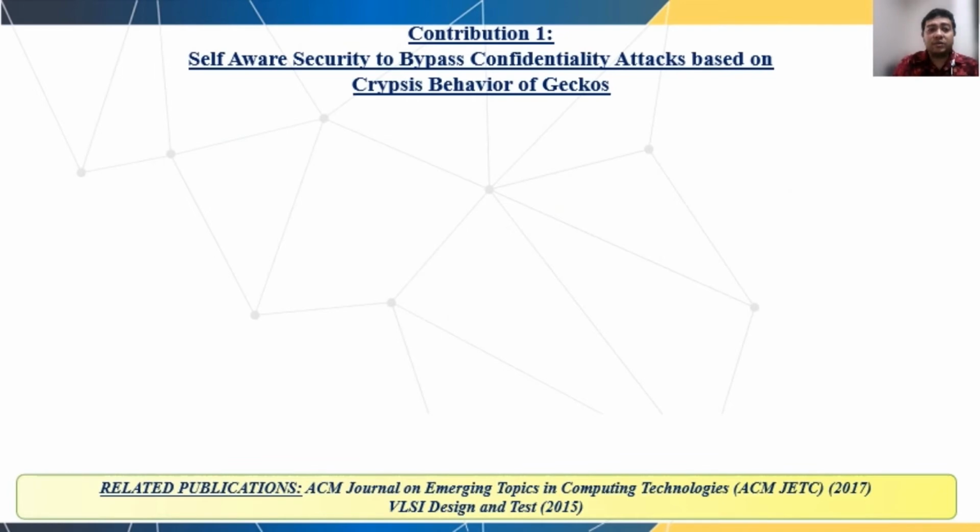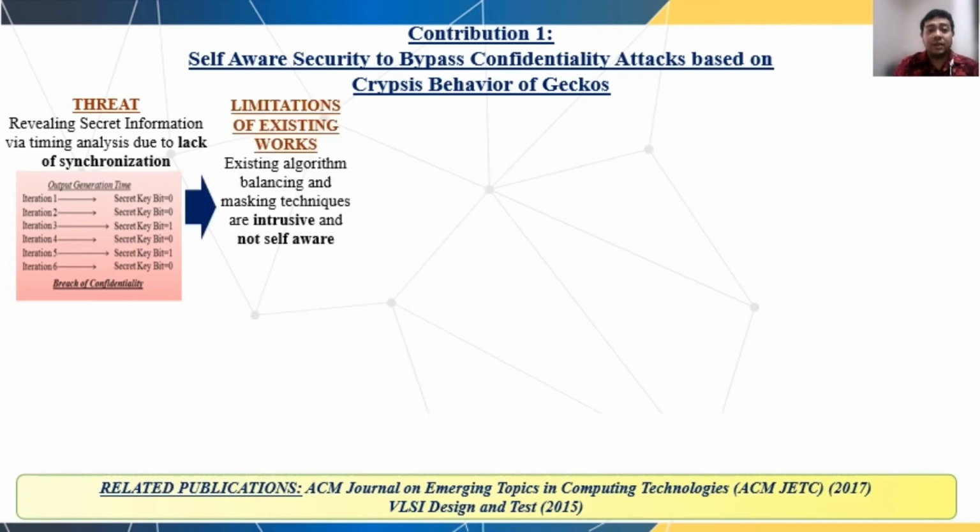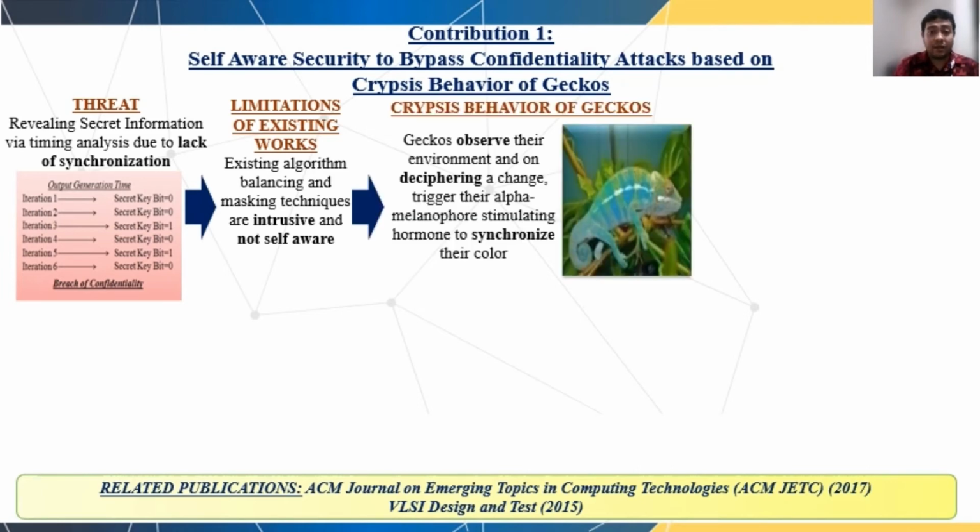So, our first contribution lies in generating a self-aware security mechanism to bypass confidentiality attacks, and this is based on the crypsis behavior of geckos. So what is the threat? The threat is that secret information is revealed via side channels, and for our particular work the side channel is timing, and this takes place due to lack of synchronization at runtime. The existing works are essentially algorithm balancing and masking, but these are intrusive in nature and are not self-aware.